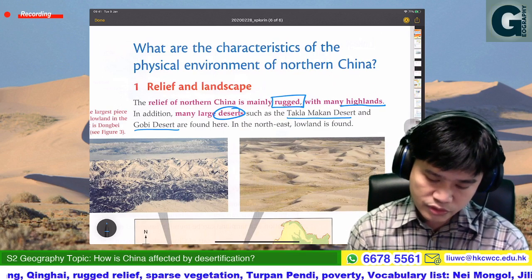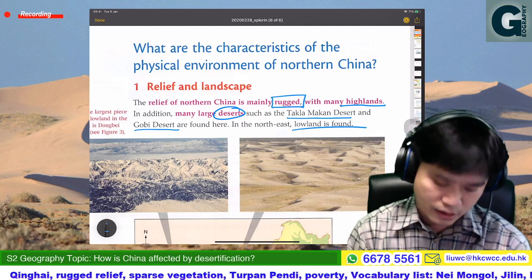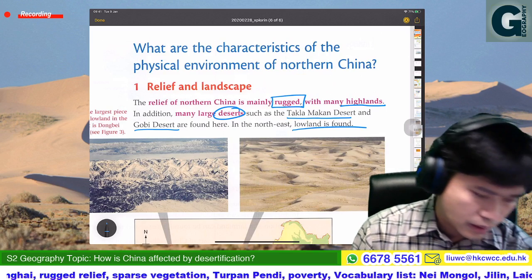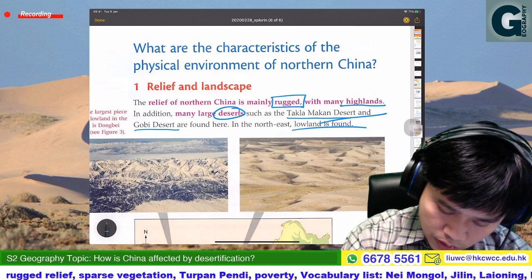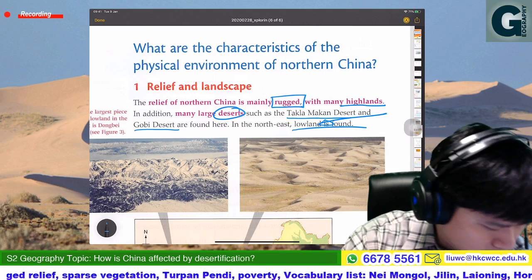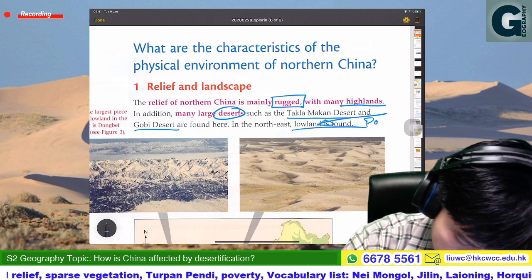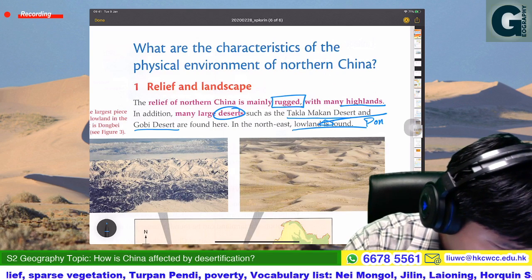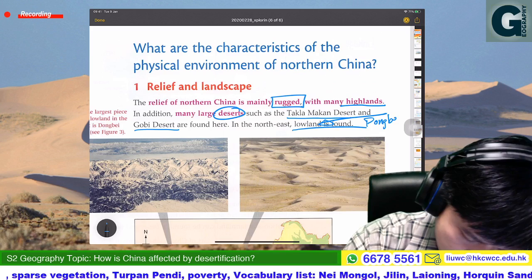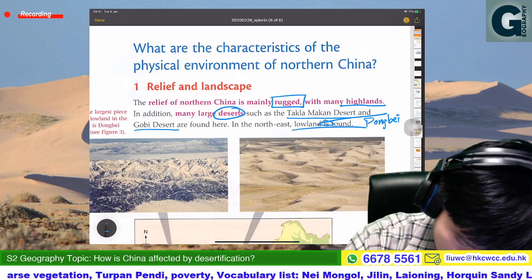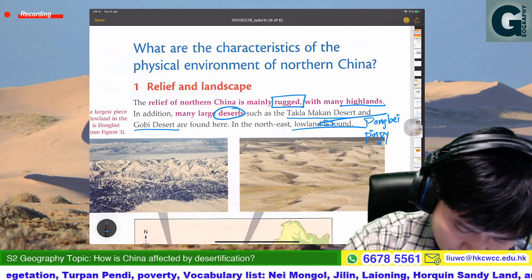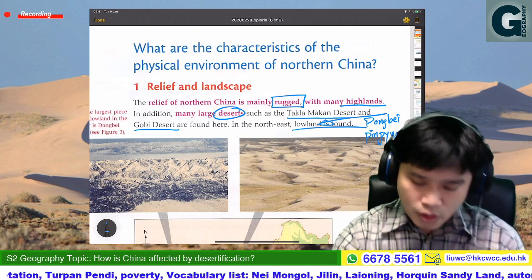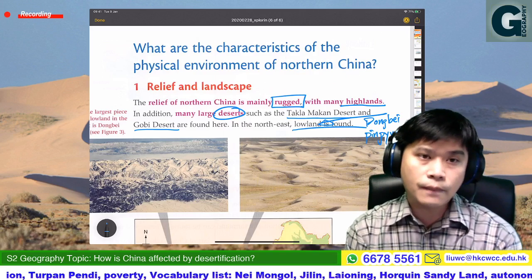And then in the northeast, lowland is found. So what would be the lowland? If you refer to your school atlas, the lowland there is what we call the Dong Bei Pingyuan. I would use the word plain. 呢個東北平原啦，東北平原.